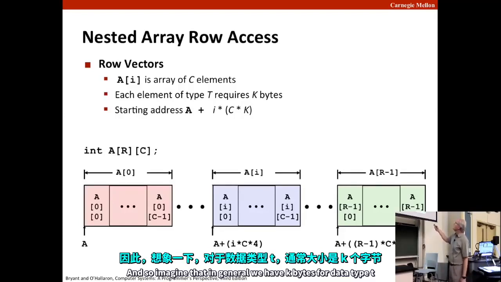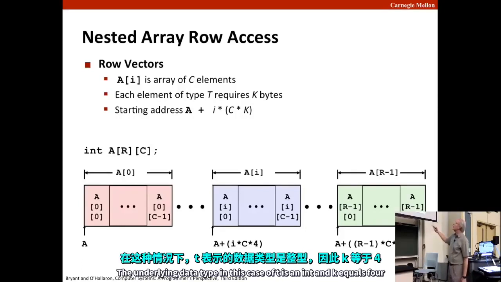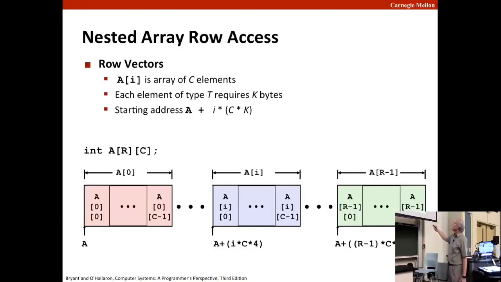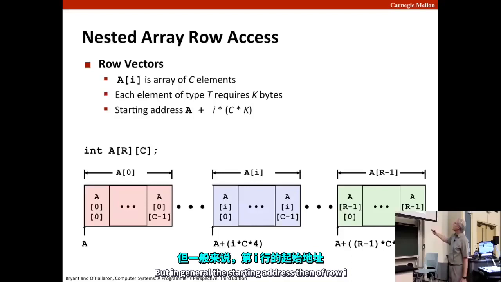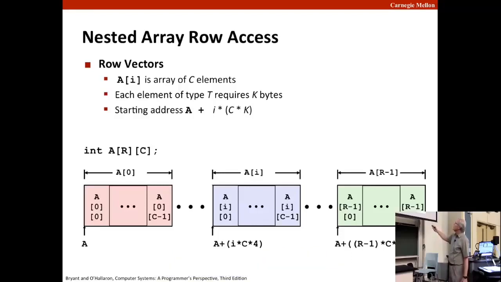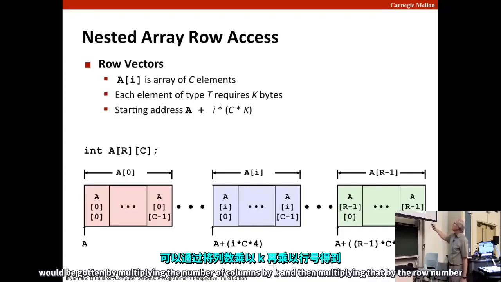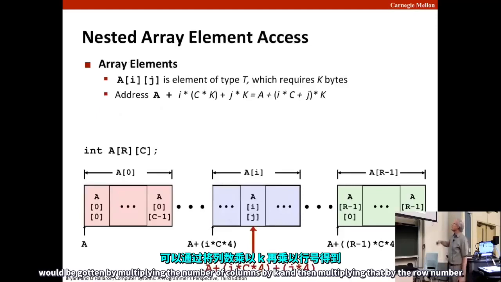And so imagine that in general we have k bytes for data type T, the underlying data type. In this case, T is an int and k equals 4. But in general, the starting address of row i would be gotten by multiplying the number of columns by k, and then multiplying that by the row number.